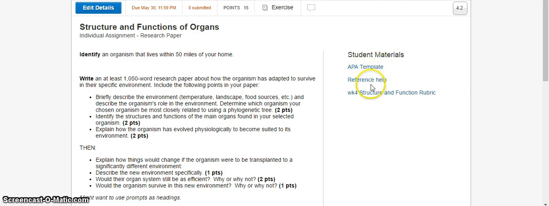You've got the APA template and the reference help. The APA template is always a general template to help you write the paper. Reference help is the walkthrough on the reference citation generator, and then we have my rubric.